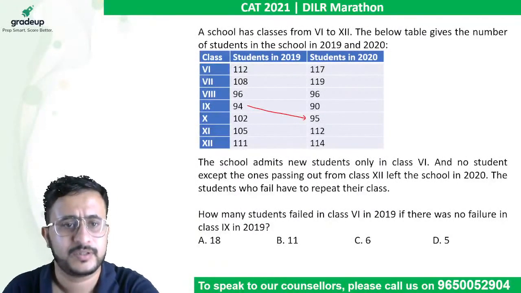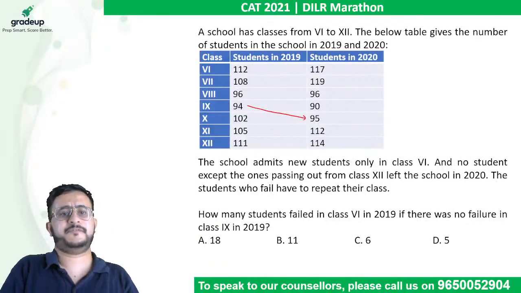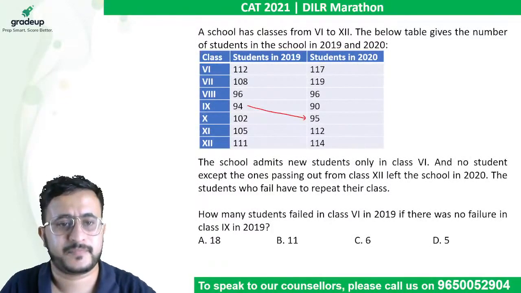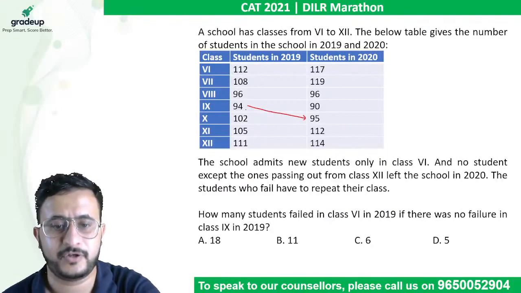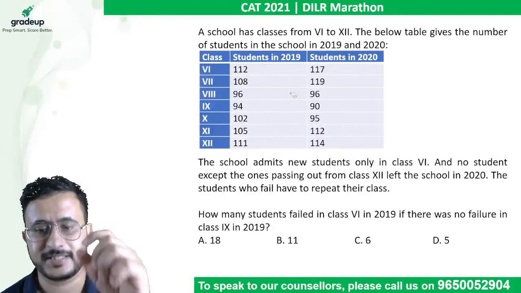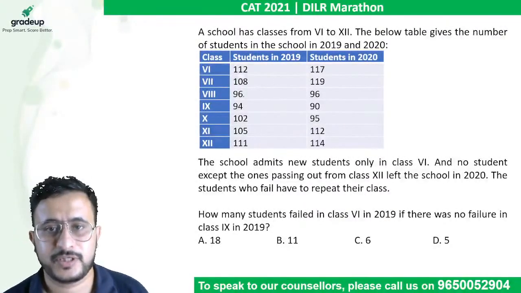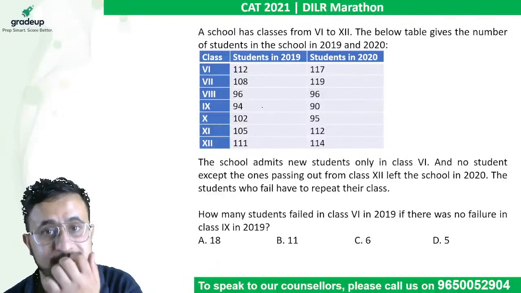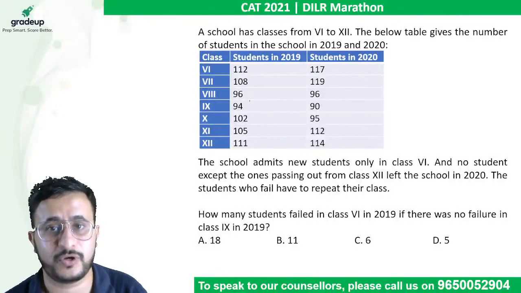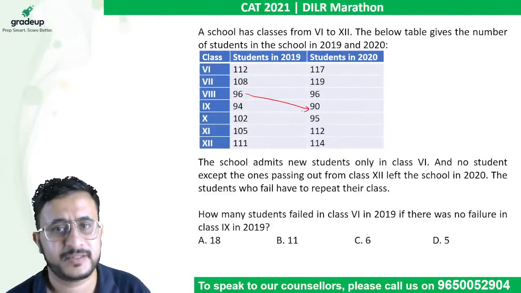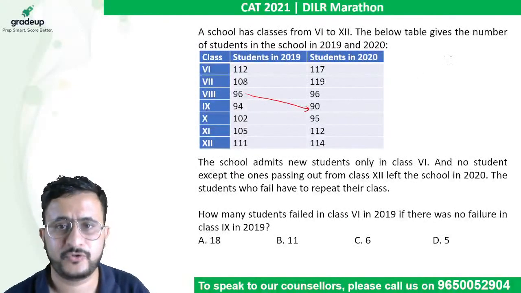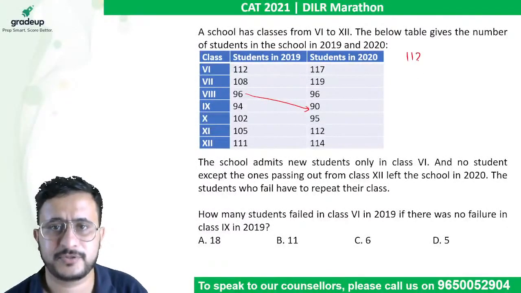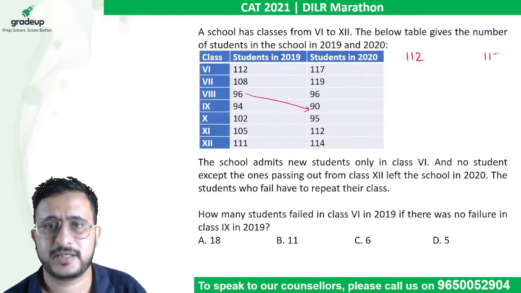Now we are not worried about going forward. We will see this class. Okay, so what will happen here? 90 students are there, right? So 90 students will come from this side. Okay, if there is no failure, let me draw this table so that it will be easier to make the arrows, right?